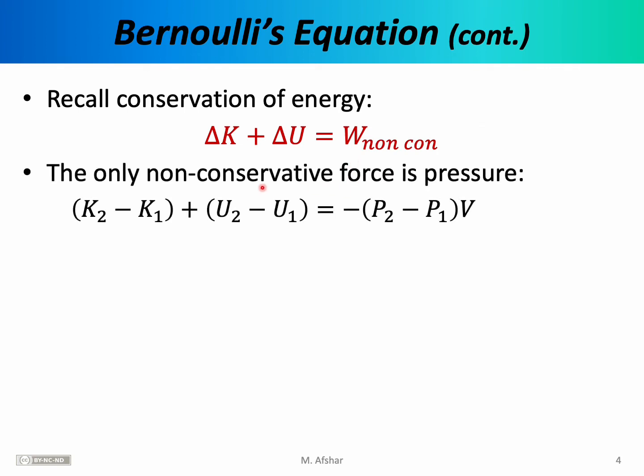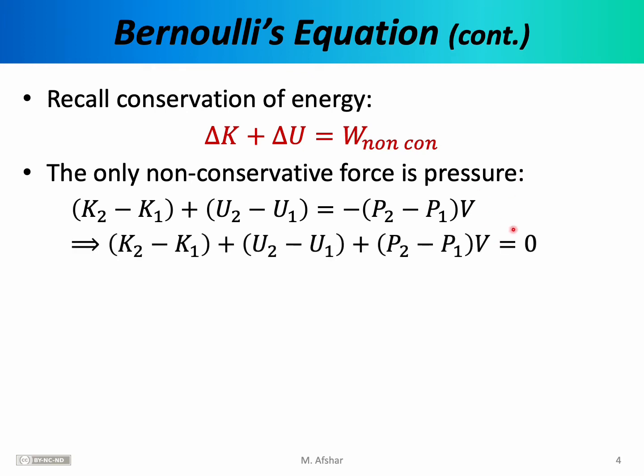In the case we're considering, the only non-conservative force is the force of pressure. So delta K simply becomes K2 minus K1. That's the change in the kinetic energy of the fluid as it goes from one end to the other end of the pipe segment. Delta U is the change in the potential energy. Remember that the elevation of the pipe could change, and therefore the gravitational potential energy of the water molecules or the fluid particles can change. And the work done by non-conservative forces, we derived that on the previous slide. We found that the work done by pressure is minus delta P times V.